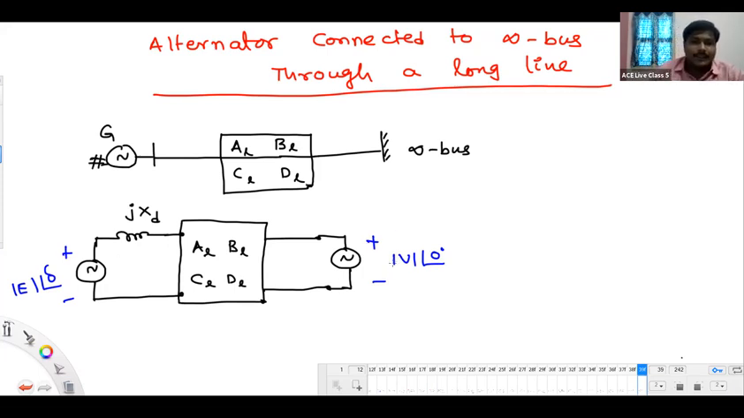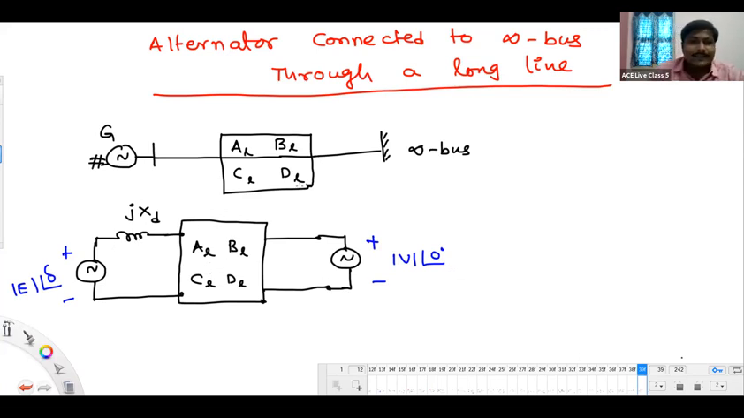Next. See, this whole network, that is jXd and this ABCD of the line, we are going to transform into a single ABCD model. Maybe in network analysis you might have studied that if two networks are connected in cascade, take the resultant ABCD as the multiplication of the two ABCD matrices. By some technique, whatever it is, forget about it now. I am going to take the whole ABCD, including the jXd.